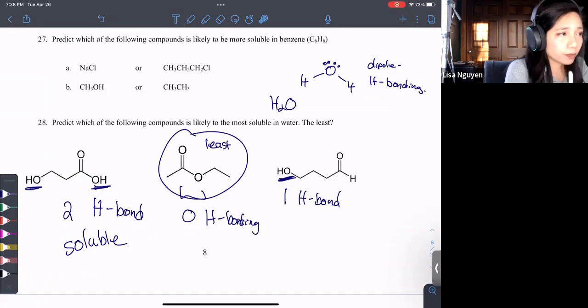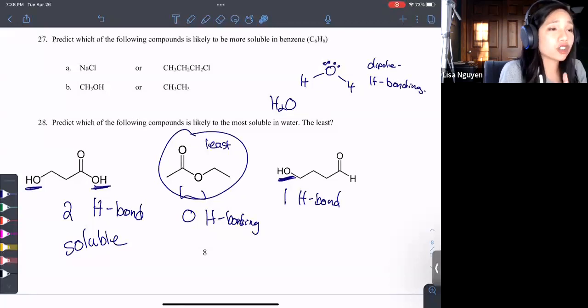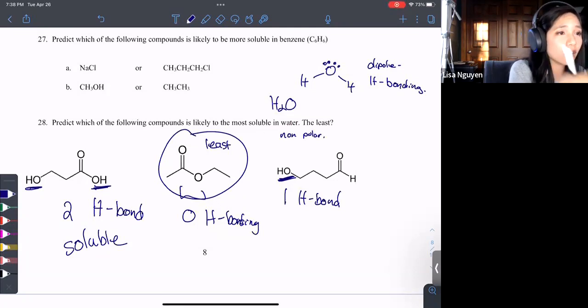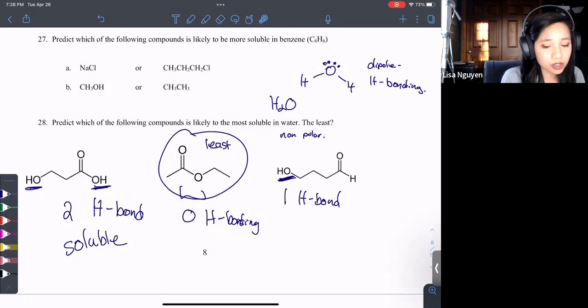So when looking at questions like 28, you want to look for matching intermolecular forces. I could easily change the solvent. Instead of water, I could change it to some type of non-polar solvent. When we're looking at non-polar solvents, you want to look for non-polar solutes to dissolve in it. So essentially our answers would be backwards if our solvent was hexane or something.